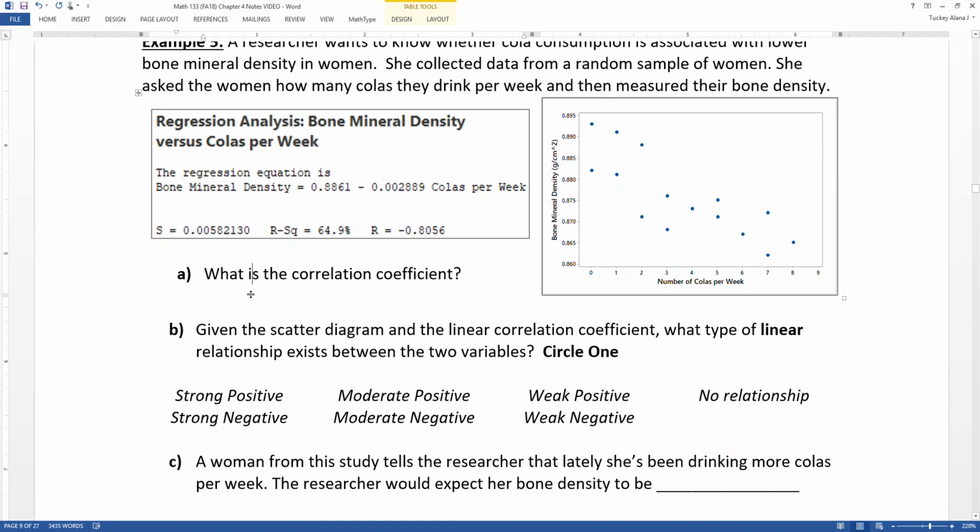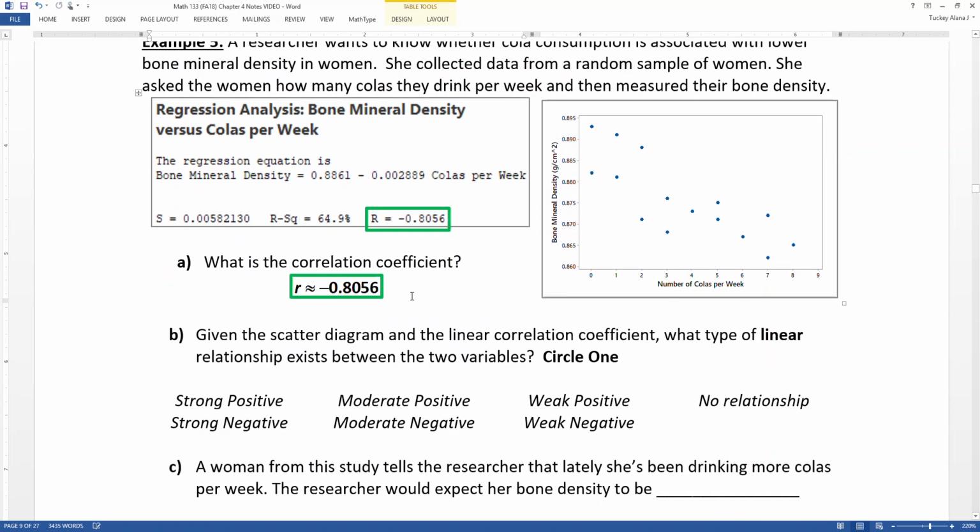All right, now the correlation coefficient is right there in the data output. Do you see where it says R equals negative 0.8056? That's our correlation coefficient. There we go. Simple as that. Now, what kind of relationship is that? Well, that's negative for starters, and it's a strong one. It's really close to the moderate zone, but it is strong.